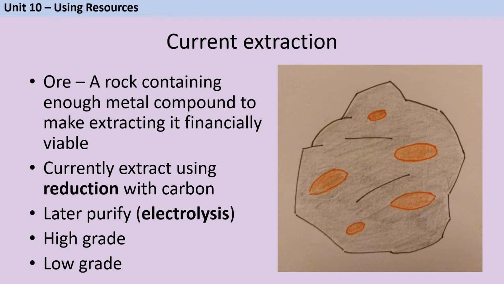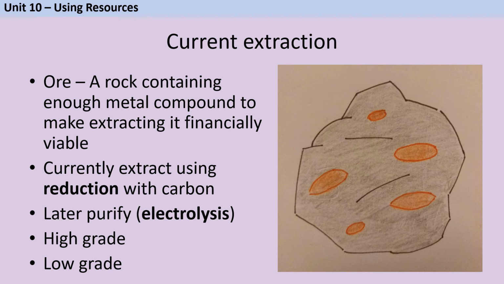Copper is a relatively unreactive metal, and crucially it's less reactive than carbon, so most of the extraction can be done by reduction with carbon. The products of this can later be purified using electrolysis, which is the method we have to use for metals more reactive than carbon, but it's also good for purifying impure metals.